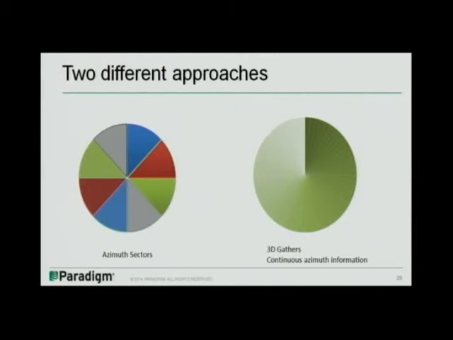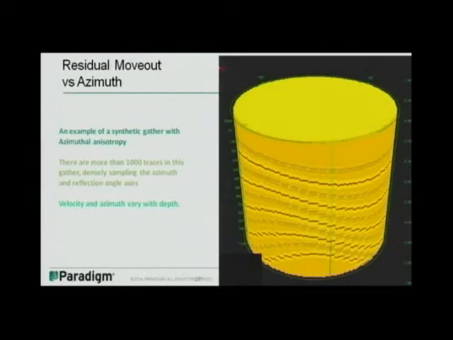Now, when we work with unconventional exploration, the gathers that we are producing are 3D gathers. They look at one subsurface point from all angles and from all directions. So it becomes like a 3D volume, which is associated with one point in the subsurface. This is really the main thing that we have developed in Paradigm.